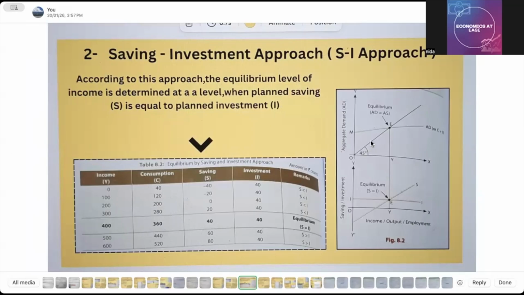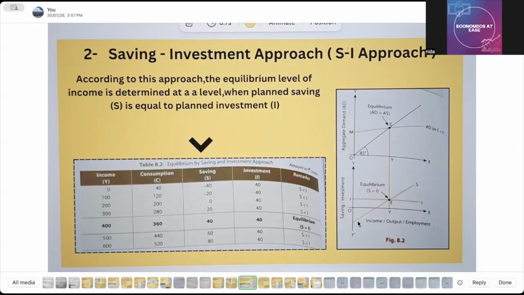Okay. Similarly, sometimes the question asks you to derive the saving-investment approach from the AD-AS approach. So you can make the diagram like this. First, draw AD and AS, where the point of equilibrium is the intersection of AS and AD. Then you will draw a line, exactly like this.